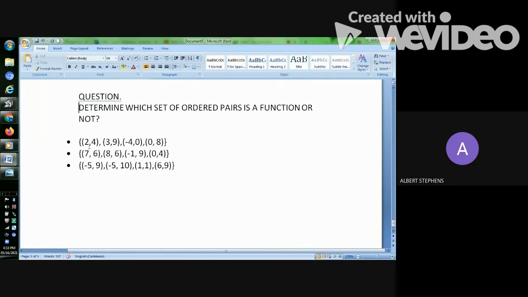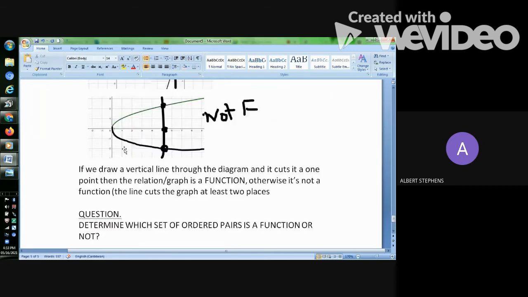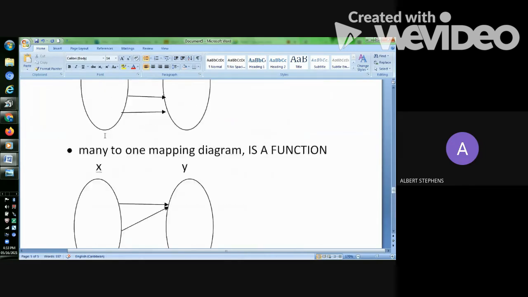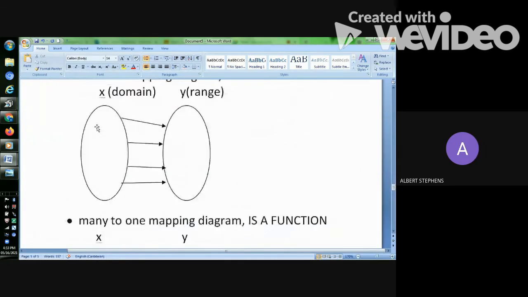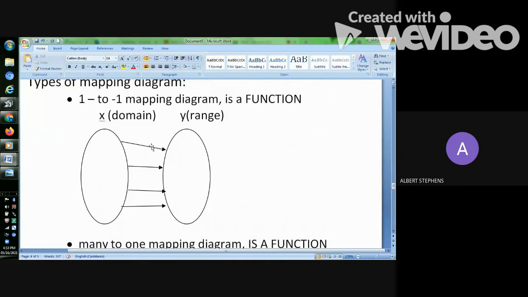All right, my question to you: does this set of ordered pairs represent a function? Yes, sir. Because look, if you remember, let me show you something. You see the mapping diagram? The mapping diagram is just like putting all these numbers together.